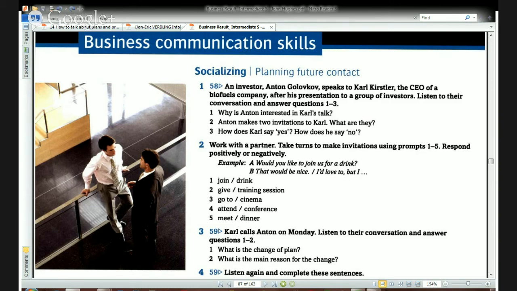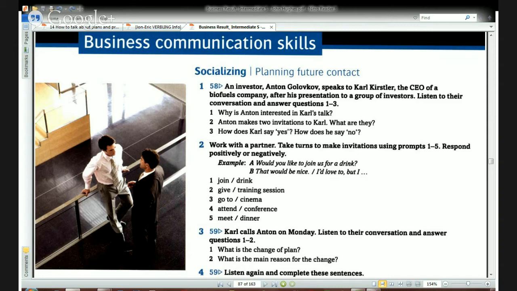Here, in part 2, it's asking you to work with a partner. Oh, we've got 4 people. That means we can do 2 and 2. Take turns to make invitations using the prompts 1 to 5 and respond positively or negatively. For example, would you like to join us for a drink? That would be nice, I'd love to. But I'm afraid I... So we're going to use some of those key expressions that we just heard in the reading that I did. The first one I've done for you. Let's see if we can start with Yuki and Giuseppe.